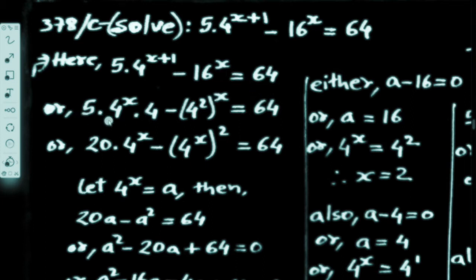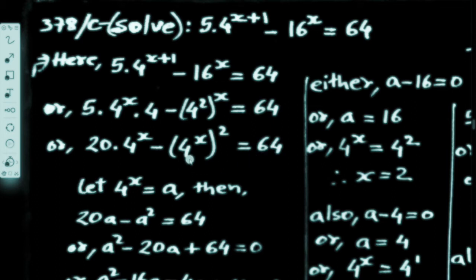Now 5 into 4 power x plus 1 means the power should be separated, so multiplication should be placed here: 5 into 4 power x into 4, minus 16, which is 4 squared, power x, equals 64. Here 5 into 4 is 20, so 20 into 4 power x minus 4 power x all squared equals 64.